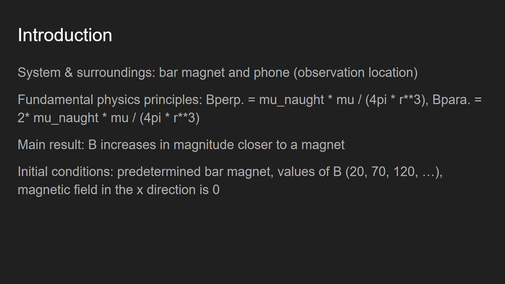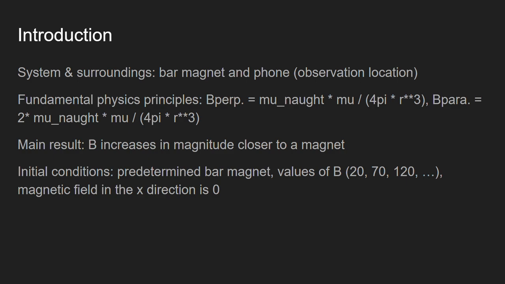And so the bar magnet and the phone were oriented differently. That was the gist of the lab. But the fundamental physics principles listed here, we'll get to more detail later. But it's essentially the formula of a magnetic field. And here we're noting specifically that at a far distance, the magnetic field's perpendicular is half the size of the magnetic field's parallel.